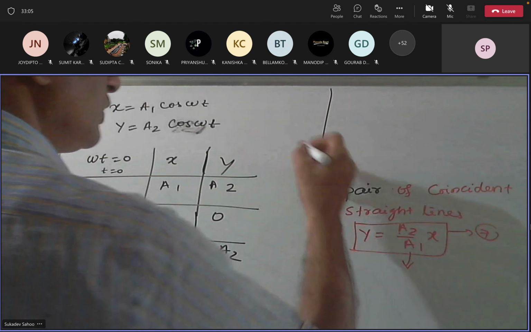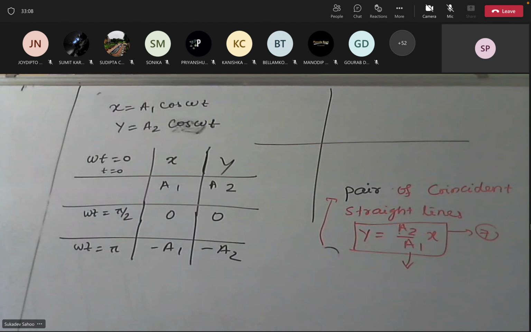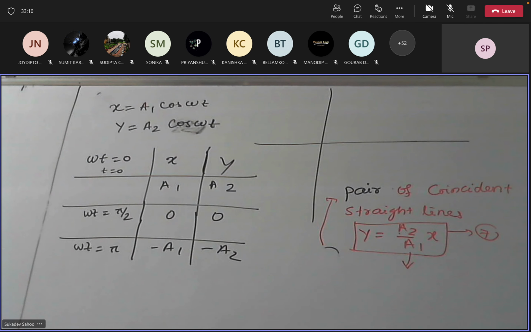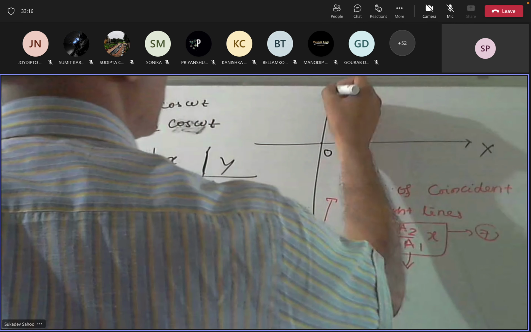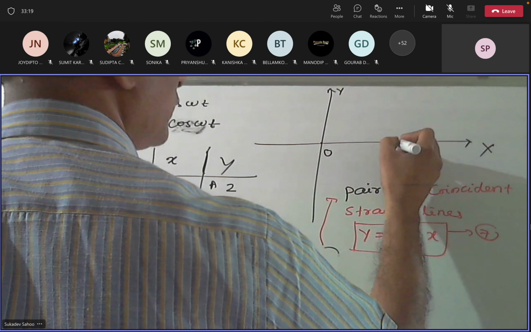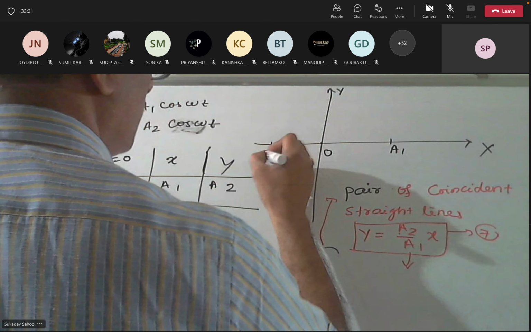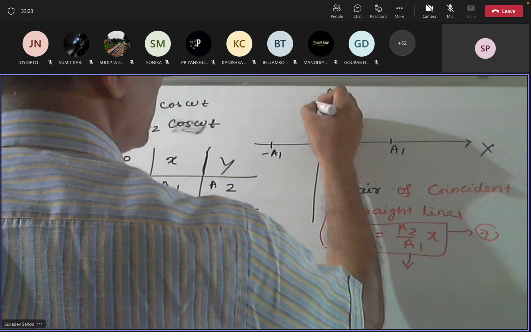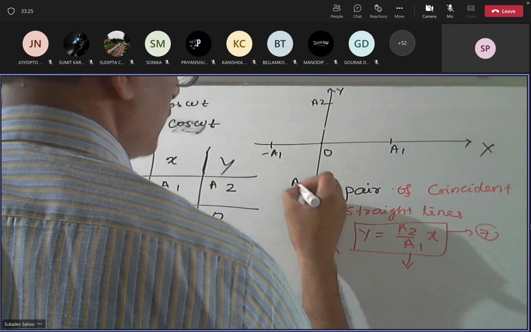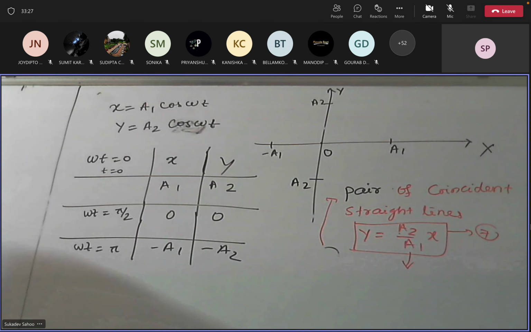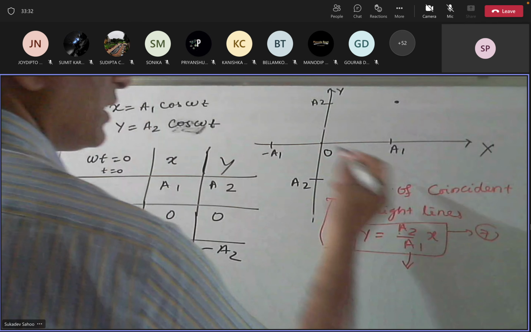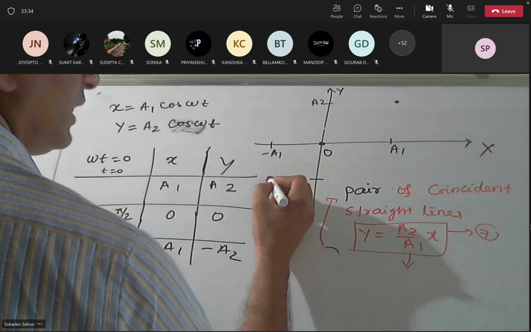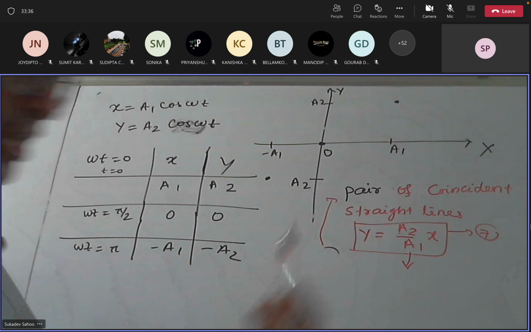So now we have to plot. In order to show this one, now we find out the points. Suppose this is O, this is the x-axis, and this is the y-axis. We have to find, suppose, a1, a2 and minus a1, minus a2. These are the amplitudes of SHM 1 and 2 respectively. So A1, A2, this point, then 0, 0, then this point. So all of you mark out.